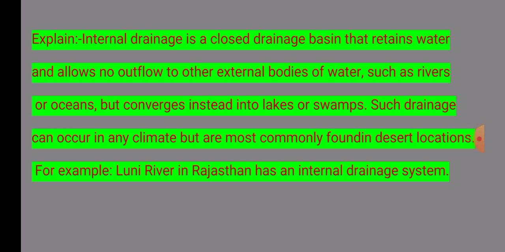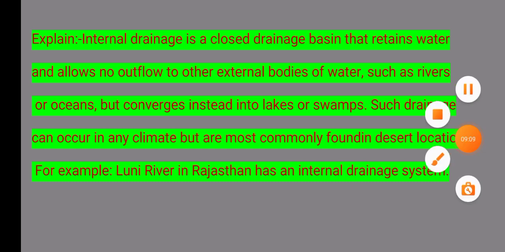It converges instead into lakes and swamps. Such drainage can occur in any climate but is most commonly found in desert locations. For example, Luni River in Rajasthan has an internal drainage system. Next question.